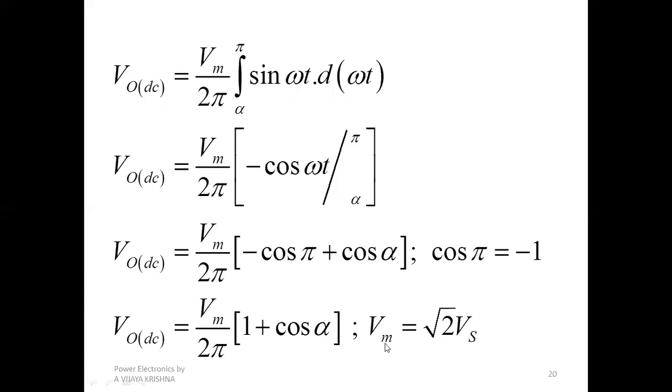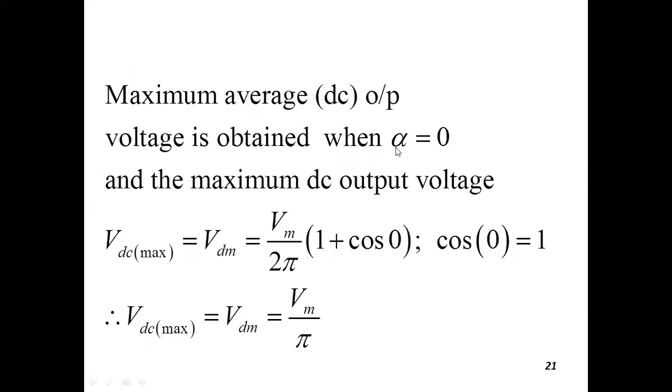And we know that Vm, that is V maximum, is root 2 times the Vs value, that is root 2 Vrms. Therefore, if you multiply root 2 Vs in the Vm equation, we are getting that the maximum average DC output voltage is obtained when alpha is equal to 0.